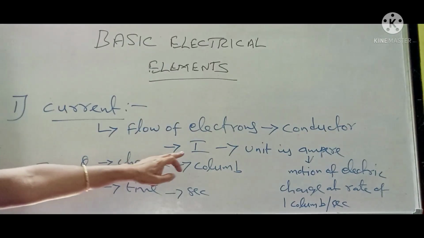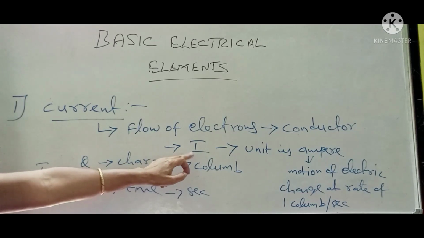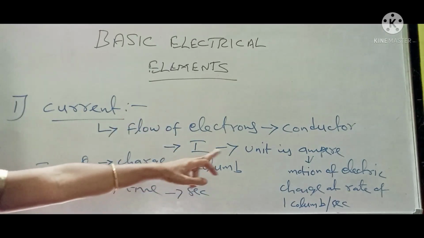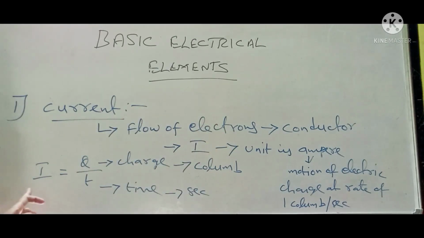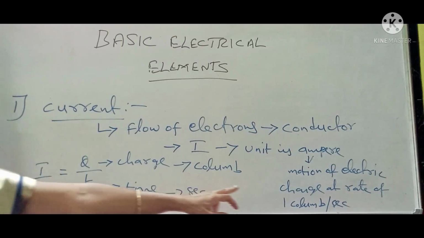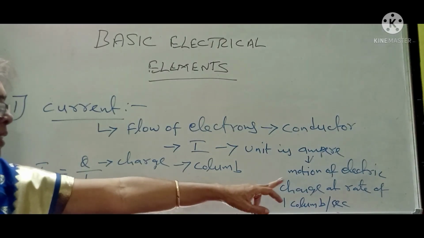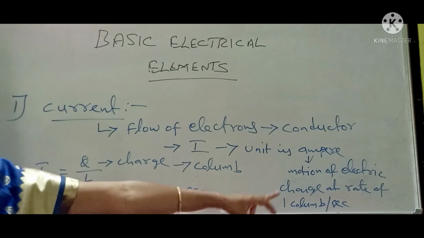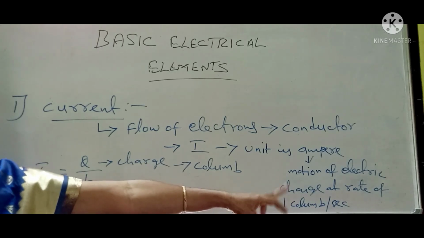It is denoted by the letter I. The unit of current is ampere. So current I is defined as charge by time. The unit of charge is coulomb. The unit of time is second. So 1 ampere of current is defined as the motion of electric charge at the rate of 1 coulomb at a particular time, 1 second.